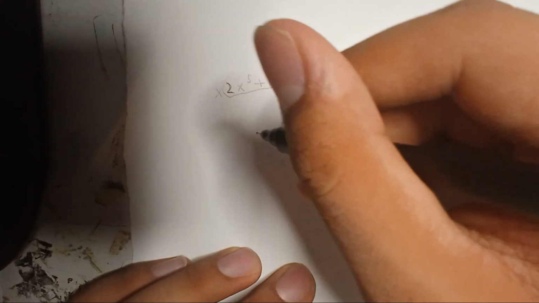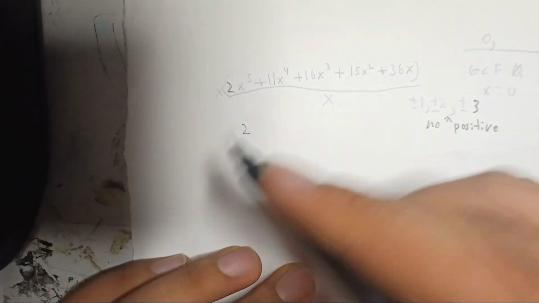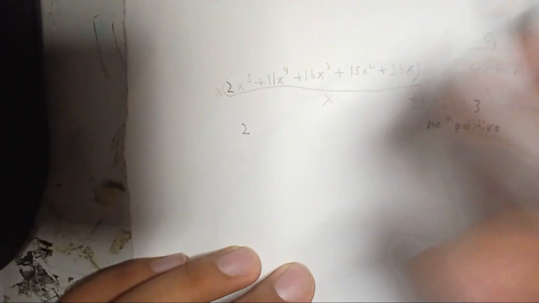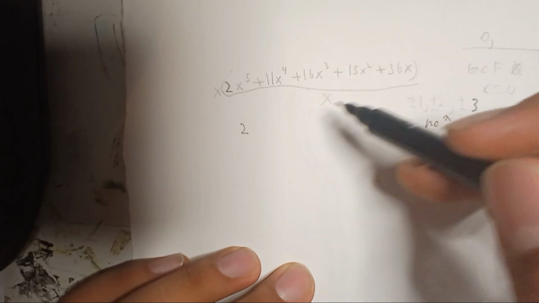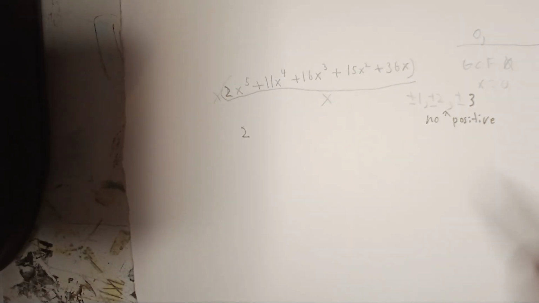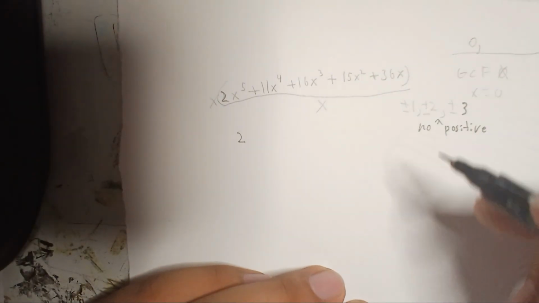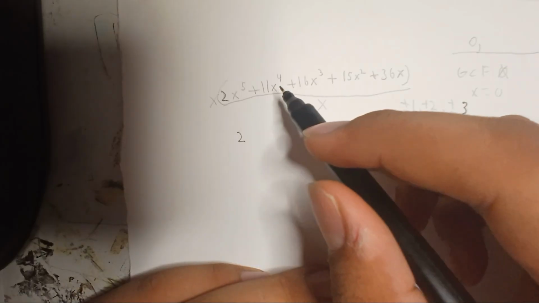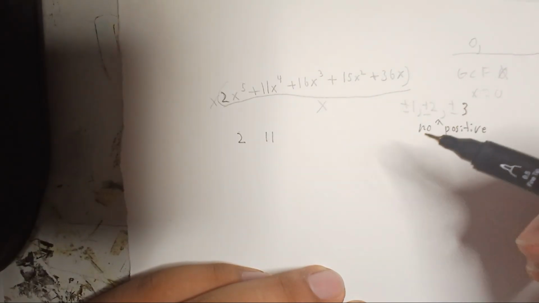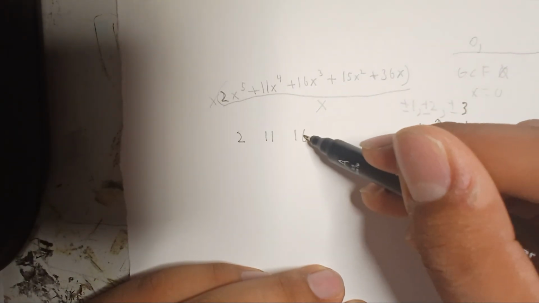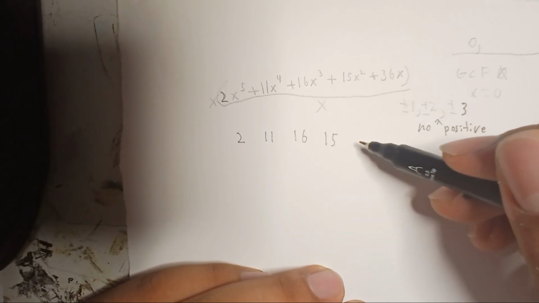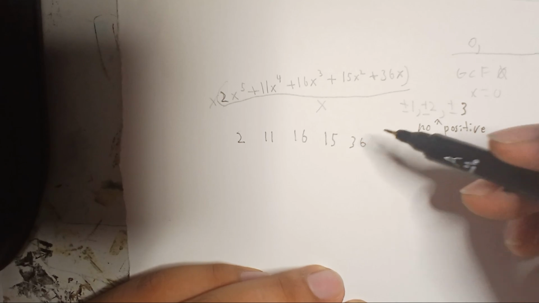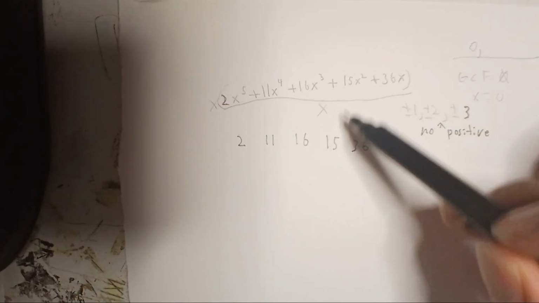I'm going to start with writing down the coefficients of the big polynomial. This is a 5-degree polynomial. So 2, 11, 16, 15, and 36.